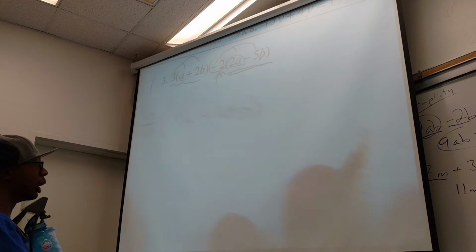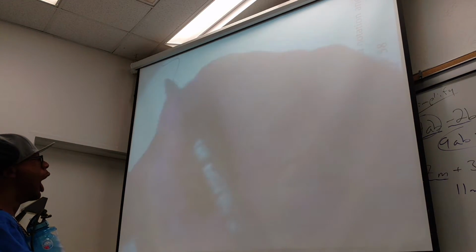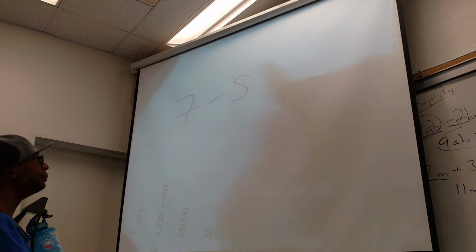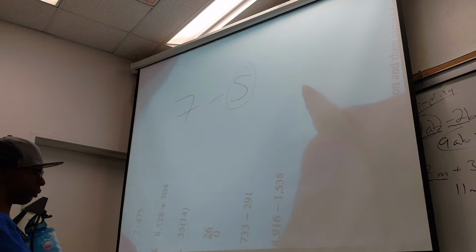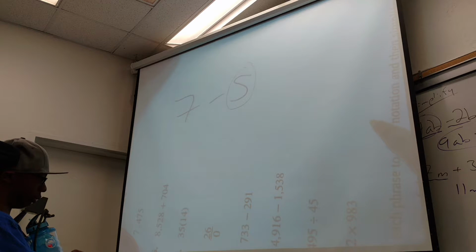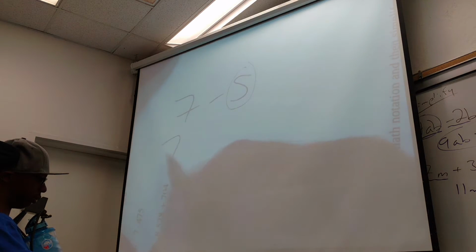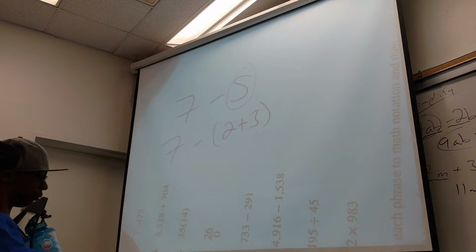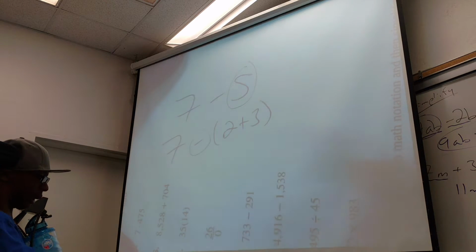All right, so here's the thing. If I said, tell me this, what's 7 minus 5? 2. So any number that I put here that is 5, the answer better come out to be 2. Does that make sense? Because 7 minus 5 is 2. So if I put 2 plus 3, the answer better come out to be 2. Right? So what is this subtraction applying to? This whole number.